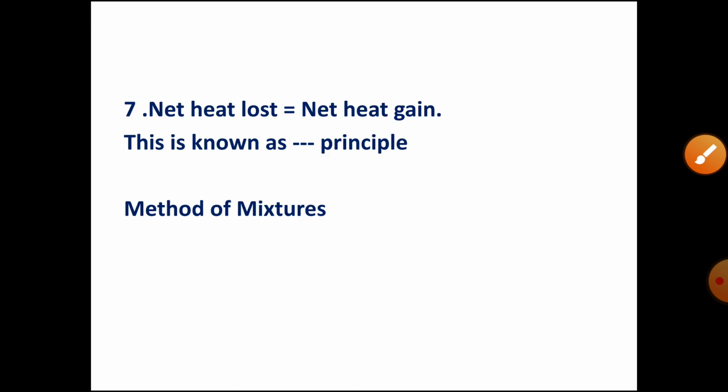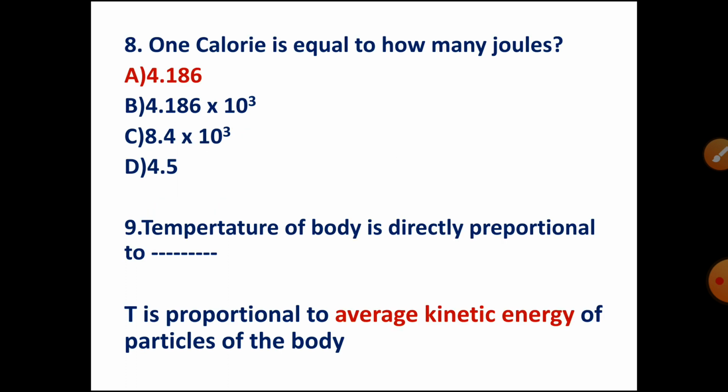Net heat lost is equal to net heat gain. This is known as the dash principle, method of mixtures or principle of calorimetry. 1 calorie is equal to how many joules? 4.186 joules. The temperature of a body is directly proportional to the average kinetic energy. The average kinetic energy of a body is directly proportional to dash, they will ask you. Then you have to write the absolute temperature. The average kinetic energy of a body is directly proportional to the absolute temperature.